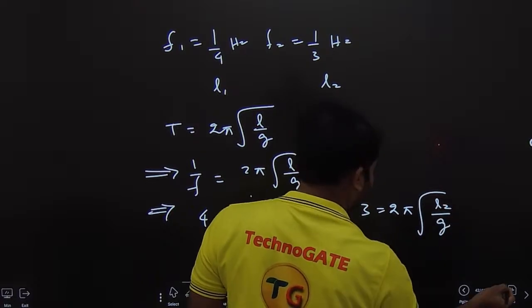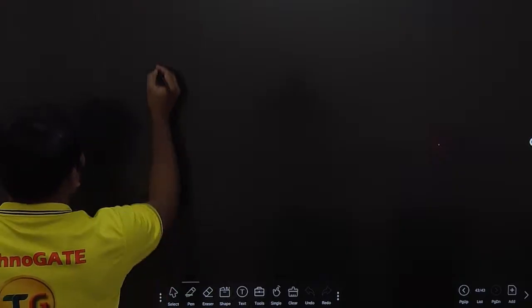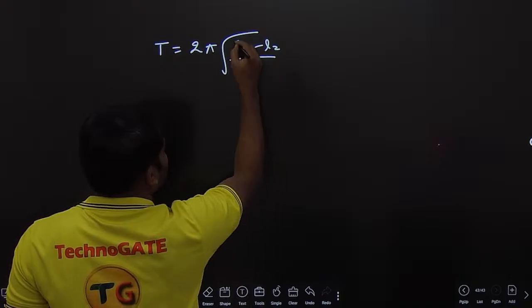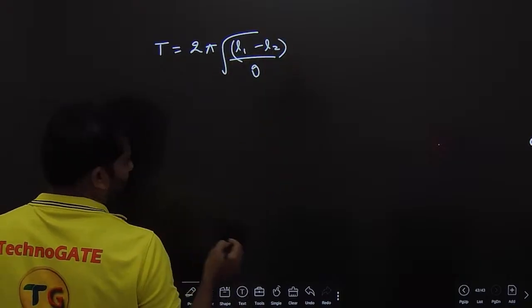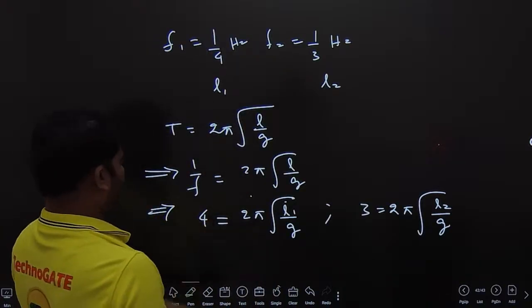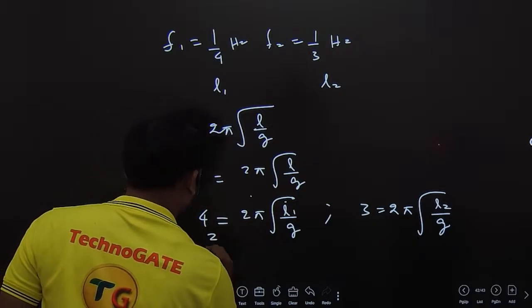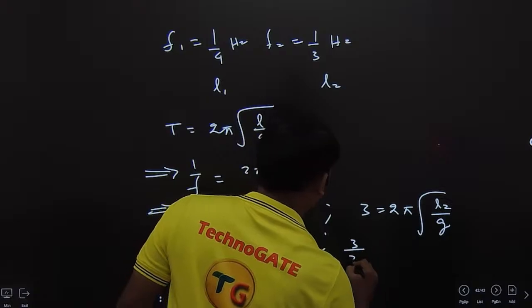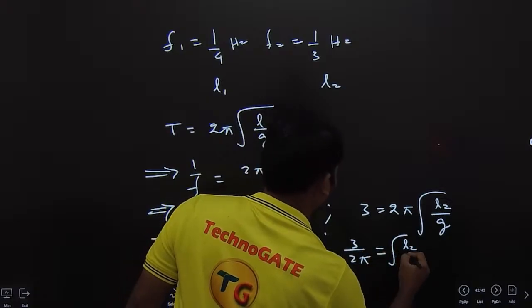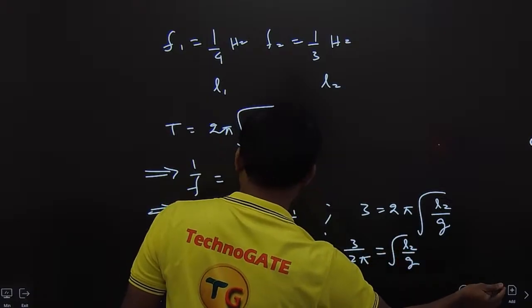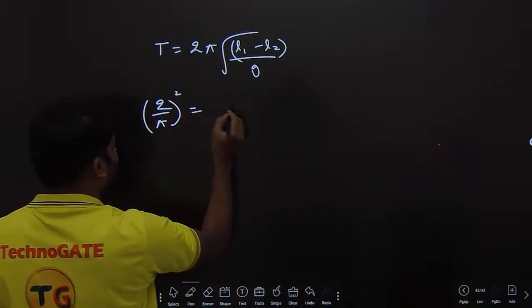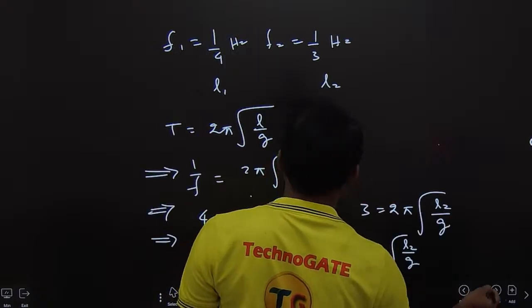So from this we can easily get. Finally we need to get, they are asking for the time period. The time period final is equal to 2 pi under root L1 minus L2 by G. So let us get L1, L2 from here. This comes out to be 2 by pi is equal to square root of L1 by G, and here 3 by 2 pi is equal to square root of L2 by G. If you simplify this further, 2 by pi whole square is equal to L1 by G.